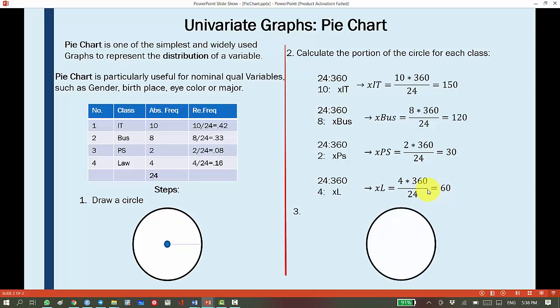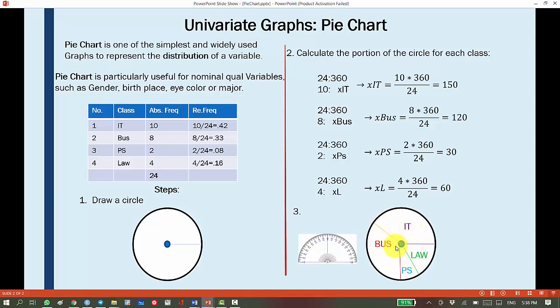Third, we use the protractor in order to separate the portion in the circle which belongs to each of the majors. We start with IT and we separate 150 degrees for IT. That's the portion which belongs to IT. Then we take another 120 degrees here for business, the next 30 degrees for political science, the remaining 60 degrees for law.